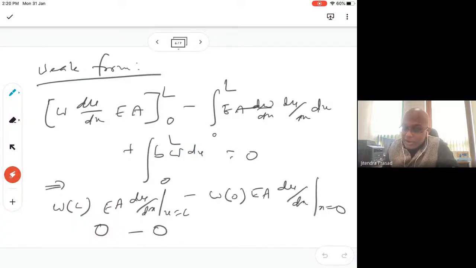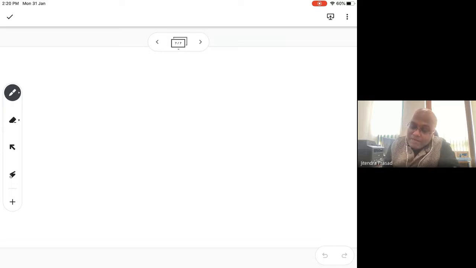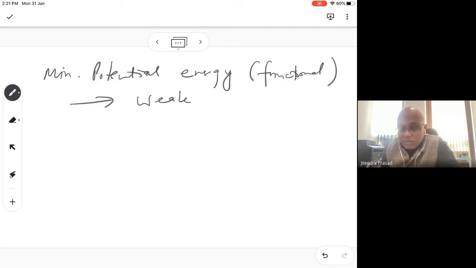Any other question, guys? Okay. Similarly, the potential energy formulation we can have from the minimum potential energy, or you call it functional formulation. We can convert that into the weak form. It's also possible.